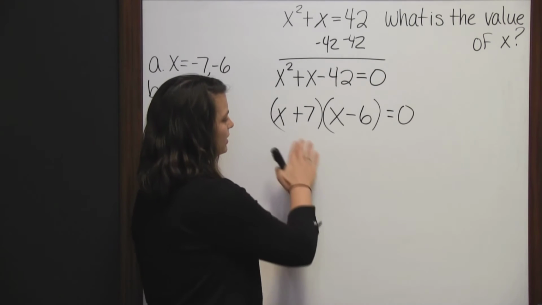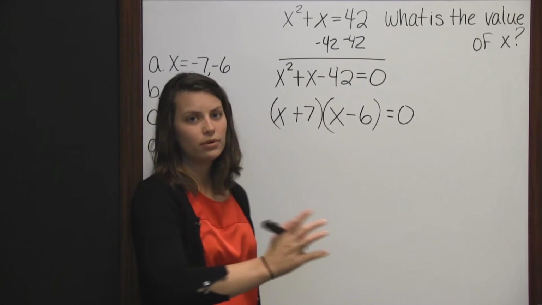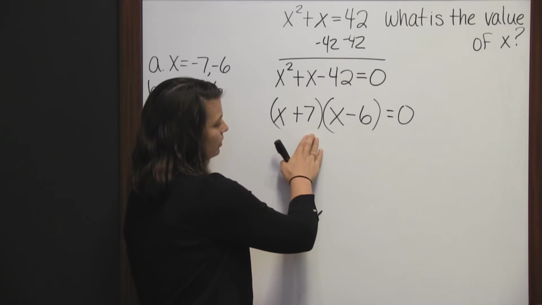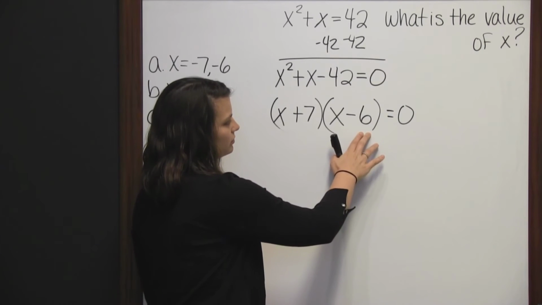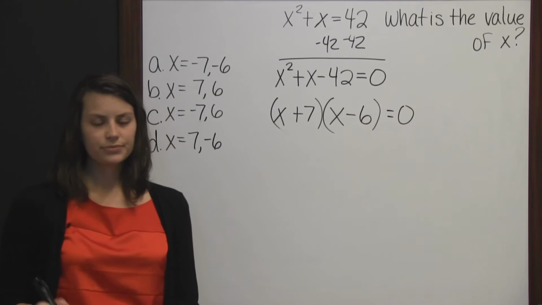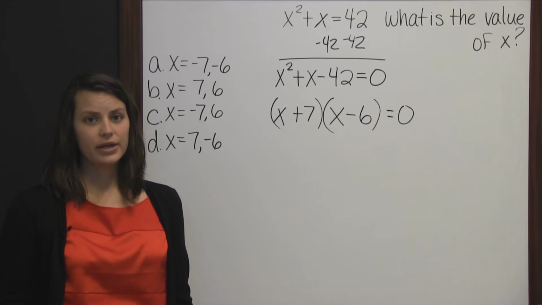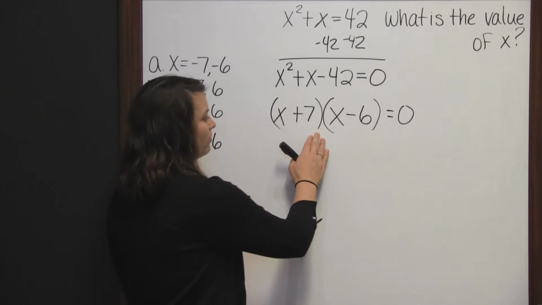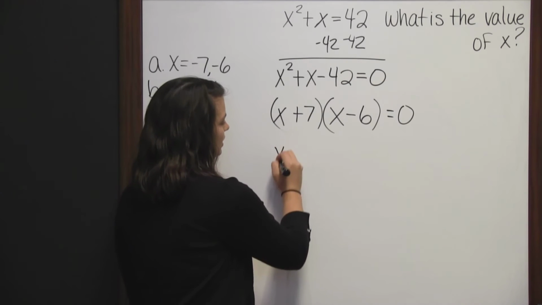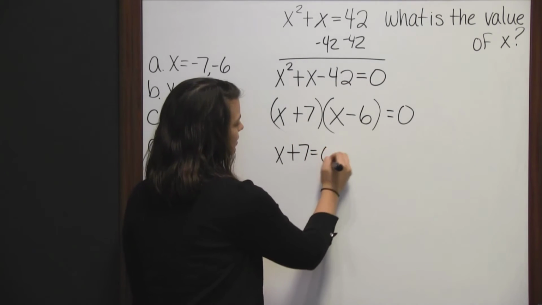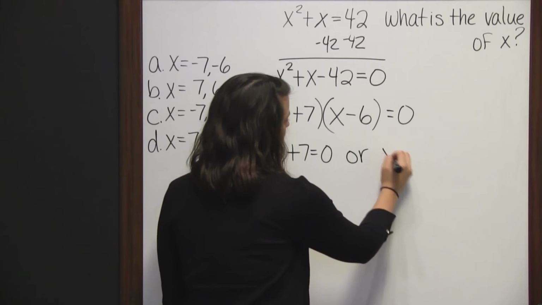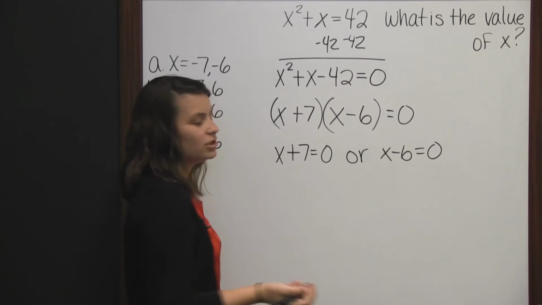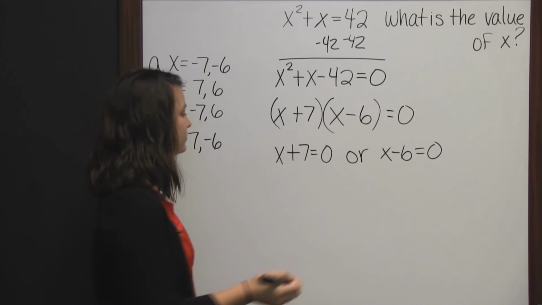What I have now is that some number, and I don't know what it is because I don't know what x is yet, but some number times another number is 0. And the only way to multiply two numbers together and get 0 is if one of your numbers is 0, which means either x plus 7 has to be 0 or x minus 6 has to be 0. And then we just solve for x in each equation.